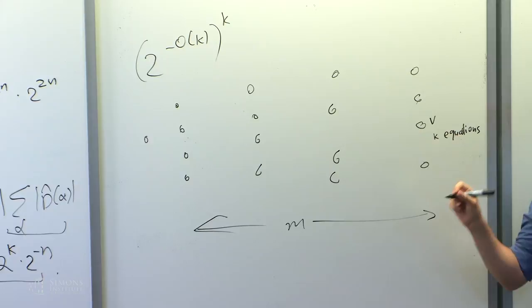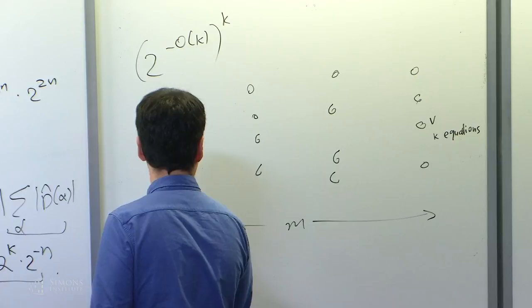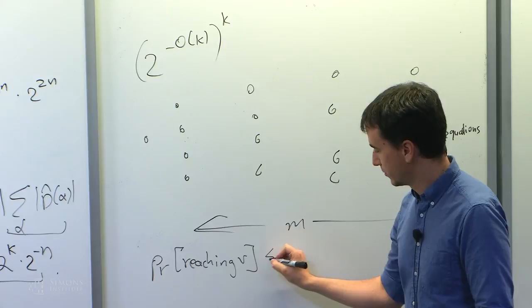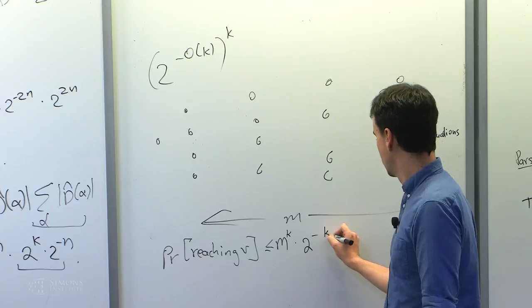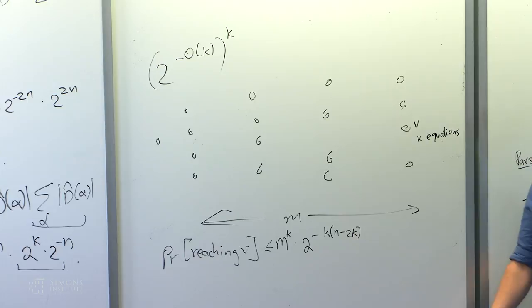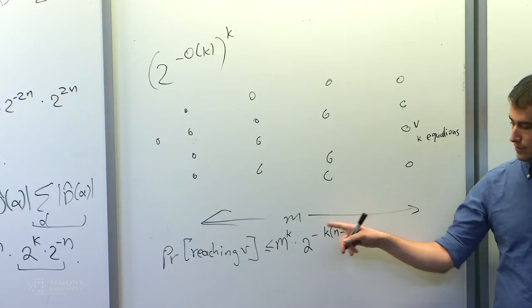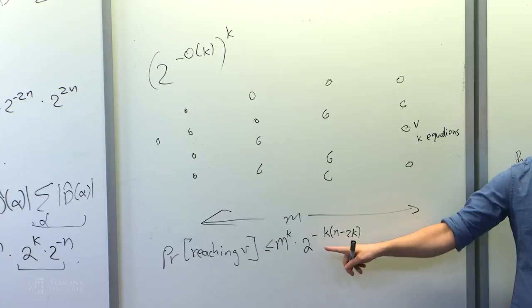Now we will show that the probability of reaching v is extremely small. We show this is at most m to the k times 2 to the minus k times m minus 2k. Okay, so this will actually be a lot smaller than the inverse of this. So really, think of this as: the probability of reaching a particular vertex would be exponentially small in something like k times m.